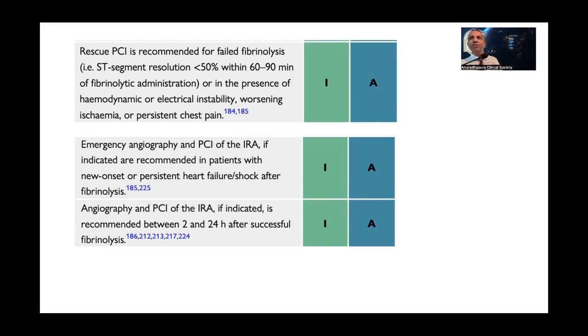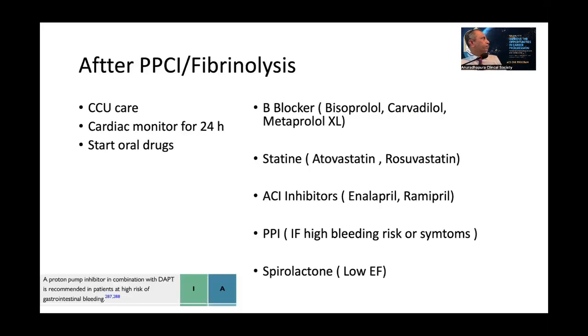So then all the patients, ideally, have a class 1 indication to go to the cath lab. So after that, what do you do? Then the patient should be monitored, ideally in the CCU or on a cardiac monitor, to look for arrhythmia. And then start an oral drug like a beta blocker.